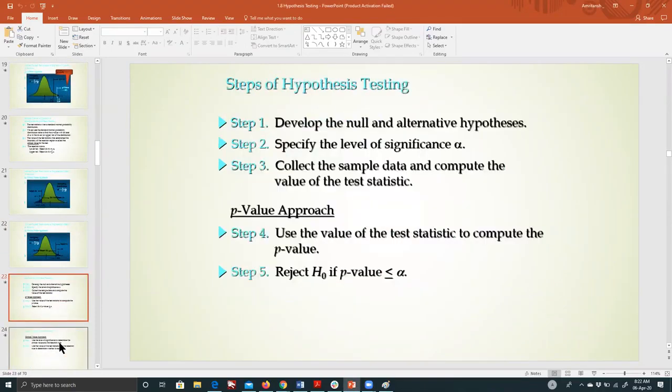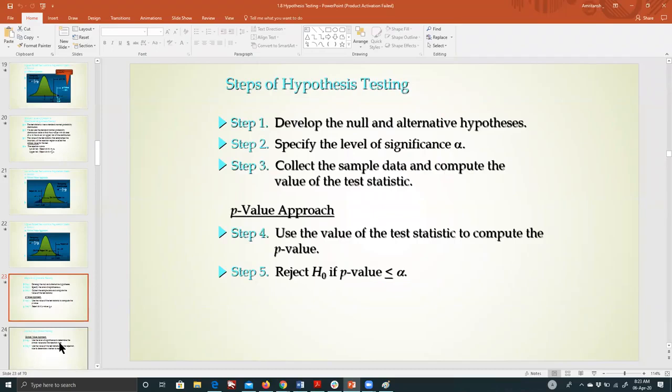Let's make sure we get it step by step. Now, if you're doing it through p-value, this is the approach. First three steps are actually common in both of them, p-value and critical value approach. Both of them will do the same trick. So basically, you have to develop the null and alternative hypothesis. What is the null hypothesis and what is the alternative hypothesis? It depends on question to question. There's no one set answer that you can always utilize and always get away with. It has to be determined through each question. Now you have to specify the level of significance alpha.